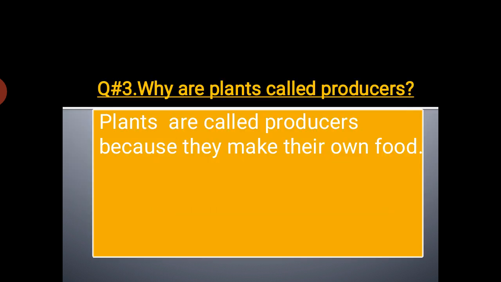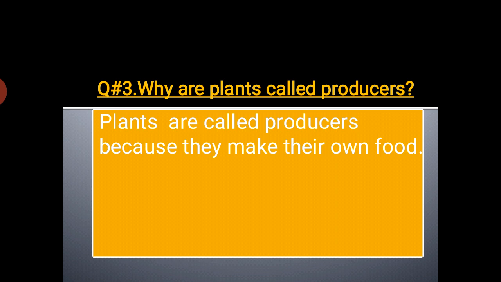Why are plants called producers? Plants are called producers because they make their own food. As we say, producers are the only living things which can produce their own food, right? So only the plants are the producers. Now they are asking why plants are called producers? Its answer is plants are called producers because they make their own food.